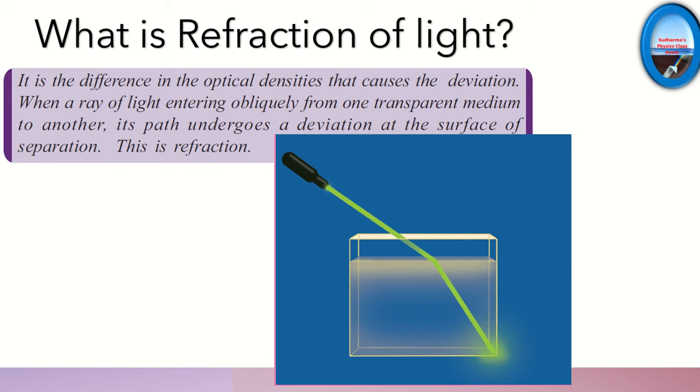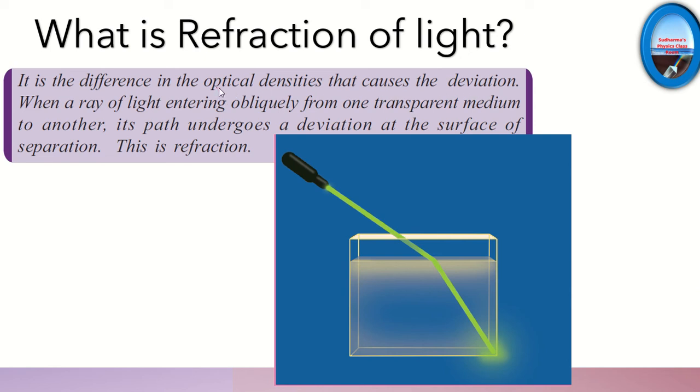Very important. You need to learn the definition. Okay. So here it's very clear. The laser light, right, entering into a glass block, and there is another medium inside that, right? See, two times it bent here. Okay, so it depends on at what angle the light is incident. Okay, so why is this happening? It's the difference in the optical densities that cause the deviation.